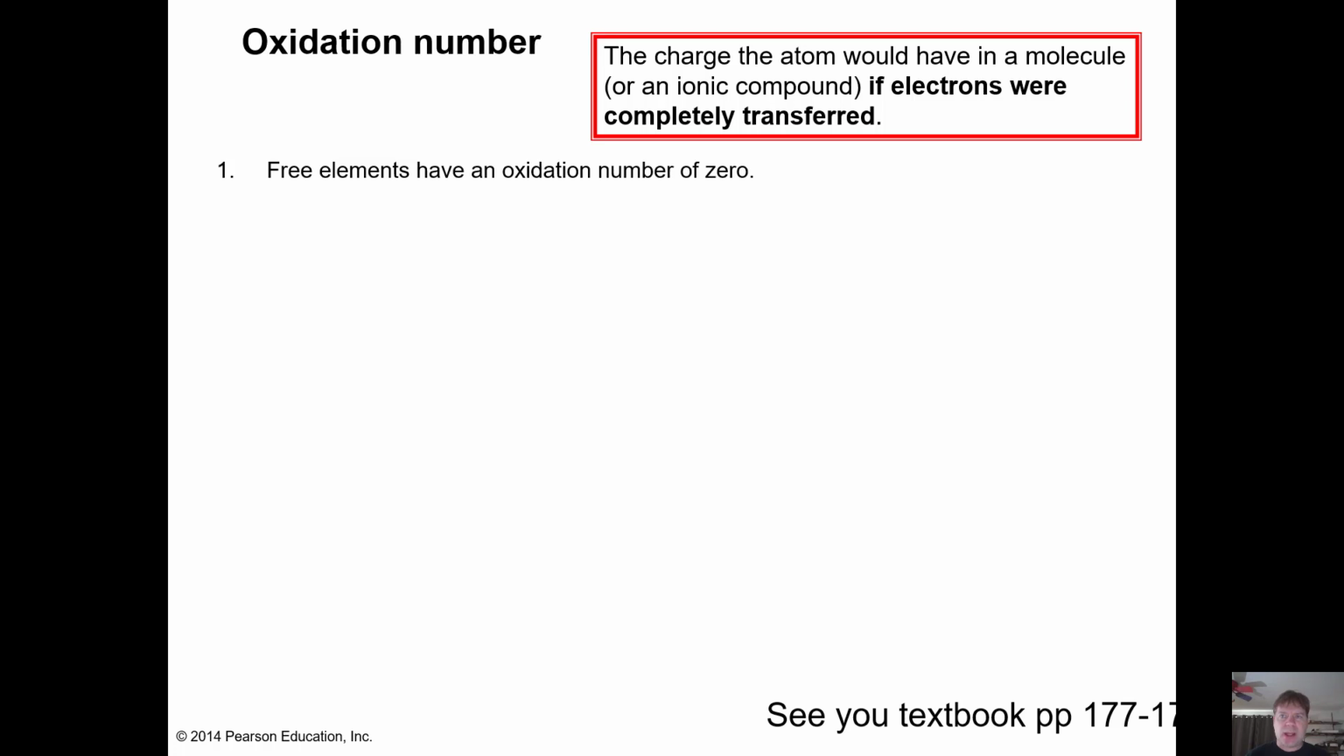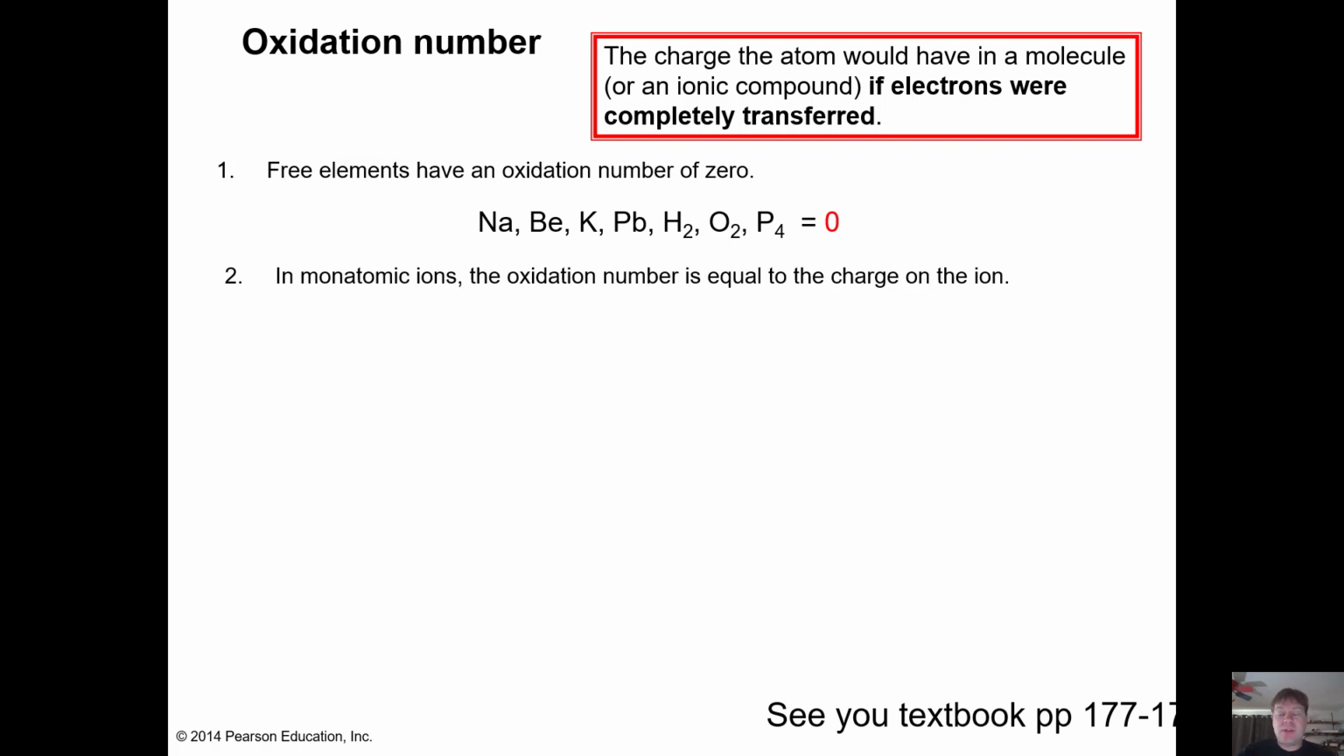So any element by itself, any free element, has an oxidation number of 0. In the example we just saw, the sodium metal and the chlorine gas both started at oxidation numbers of 0. Here are some additional examples. You'll notice that they can be a molecule, or they can be in some other form. The form itself doesn't matter as long as it's all by itself. Oxidation number is 0.